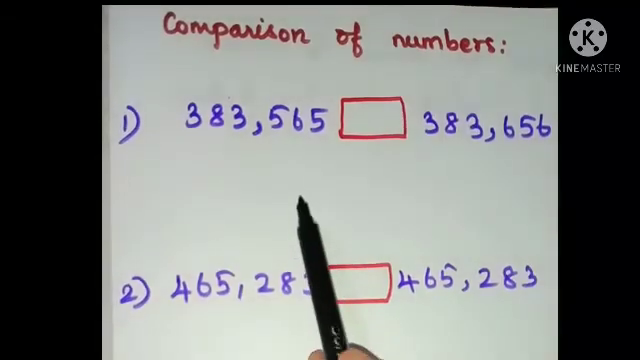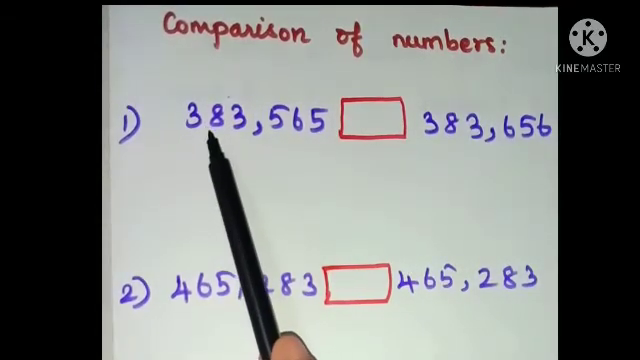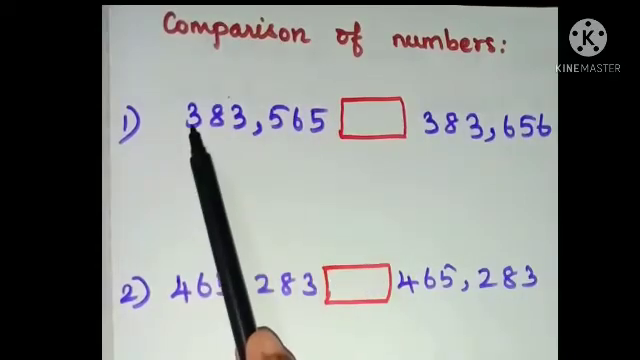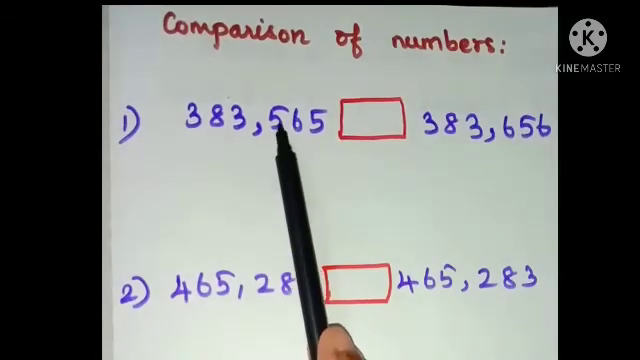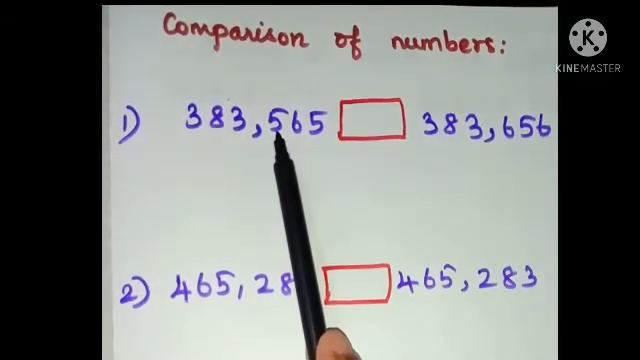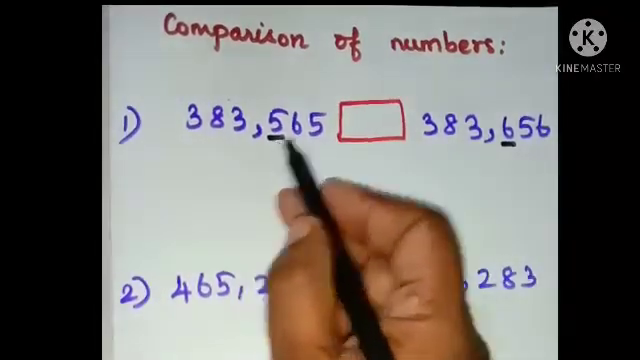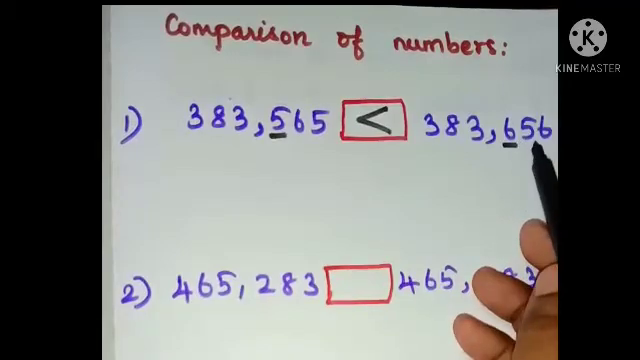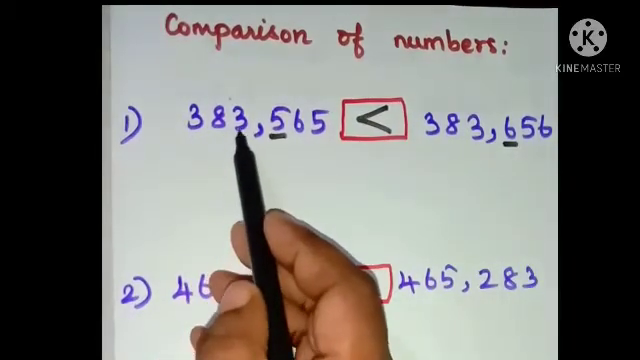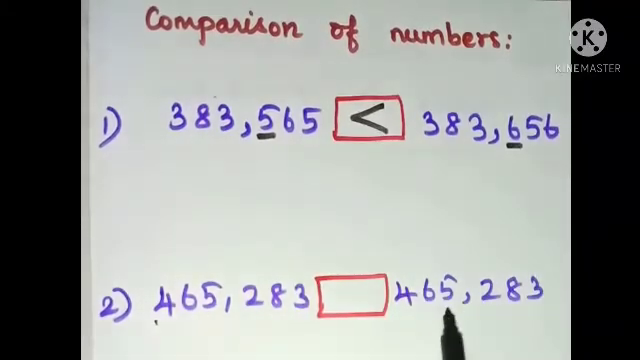Comparing of large numbers. So here you need to check the numbers from left to right. So here 3, 8, 3, then in the hundreds place 5 is there and here 6 is present. So which is greater? Yes, 6 is greater than 5. So the number 3,83,656 is greater than 3,83,565.